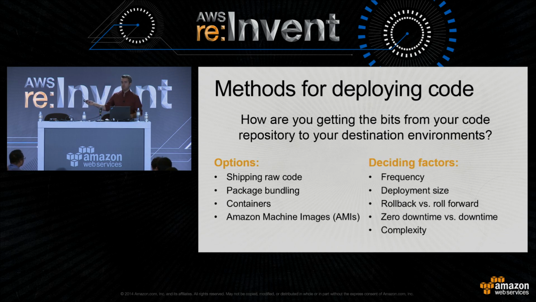The ability to handle failures, right? Are you going to roll back? Are you going to roll forward? Depending on these technologies, you might be locked into one of those options or another. The ability to have zero downtime deployments versus potentially some light downtime in your deployments. How do you handle that? And then lastly, complexity, right? Obviously a factor in doing this process.